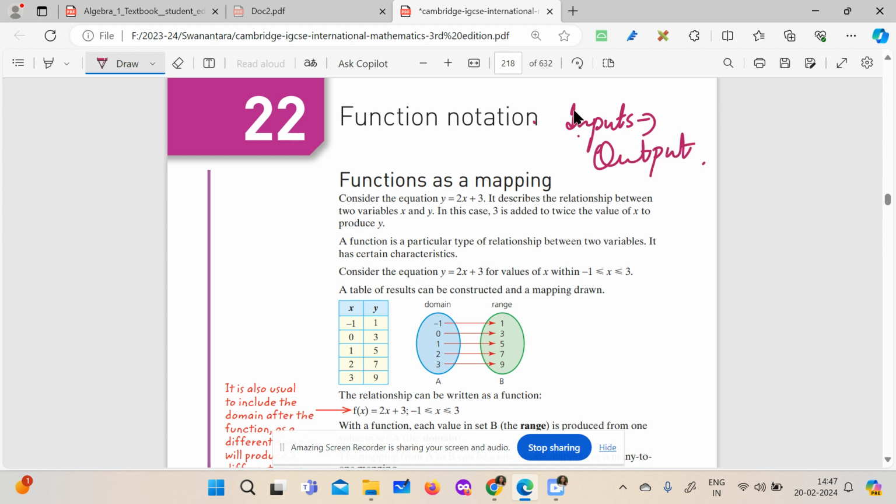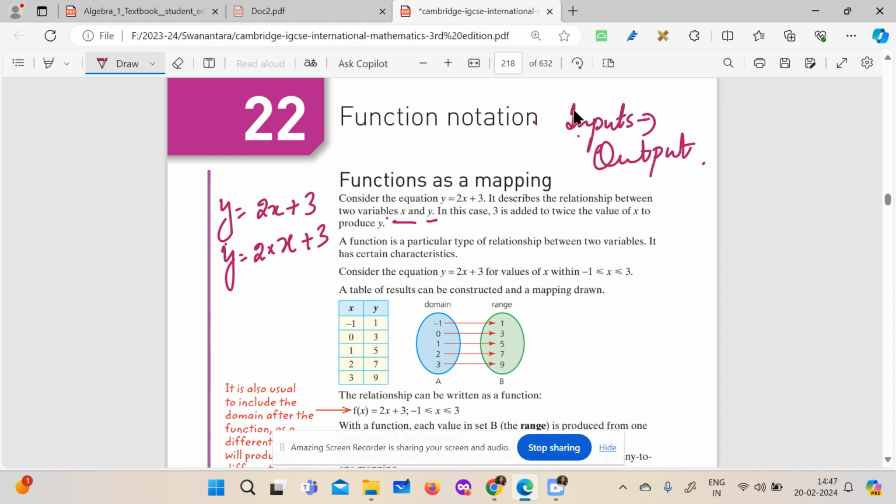Suppose we have this equation y is equal to 2x plus 3. What does this equation describe? It describes the relationship between the two variables x and y. Y is equal to 2x plus 3 means that we get the value of y when 2 is multiplied with some value of x and 3 is added to that.